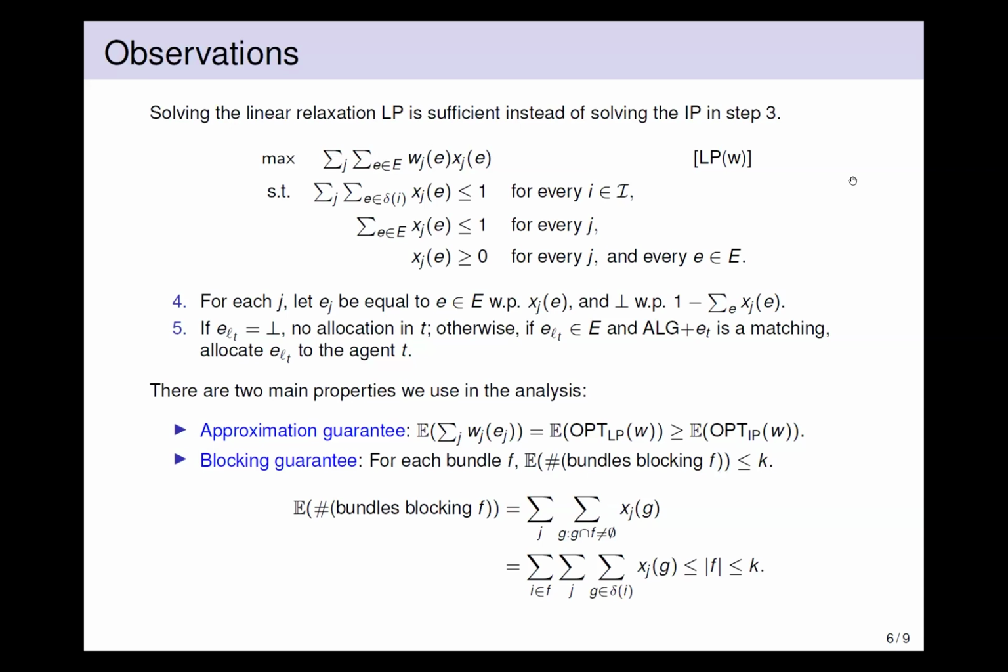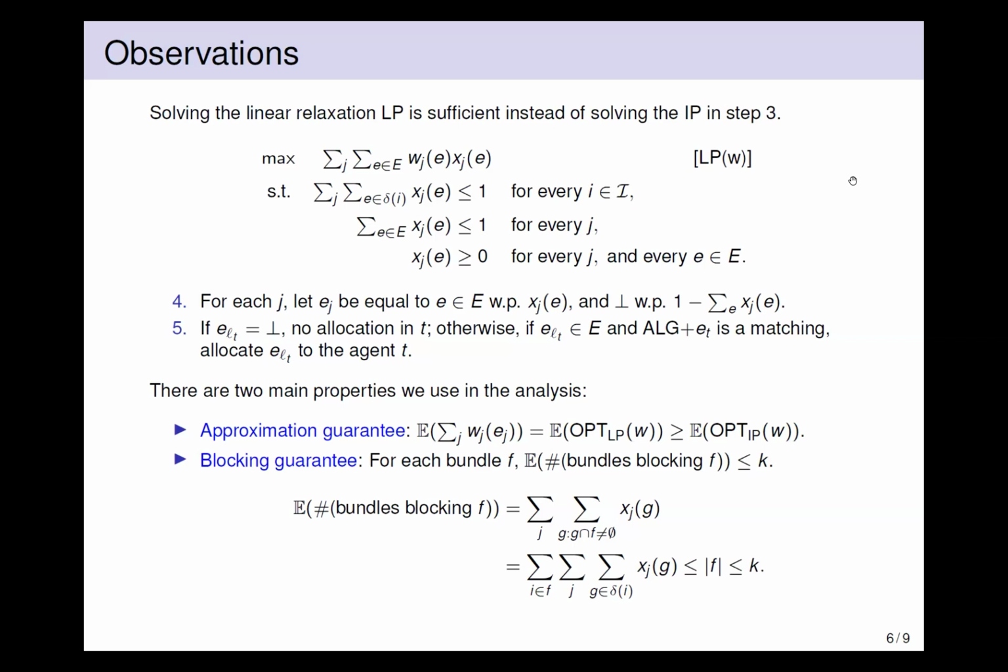And again, because I'm sampling exactly according to the LP solution. So let me quickly show you the calculation. If you take the expectation of the number of bundles, blocking means that you intersect the hyperedge, right? So the expected number of bundles blocking F is just the summation over the agents, the summation over the bundles G that intersect F, and you take the value of the LP in that pair, x_j of G. So this is the expected number of bundles blocking F, according to my independent sampling.